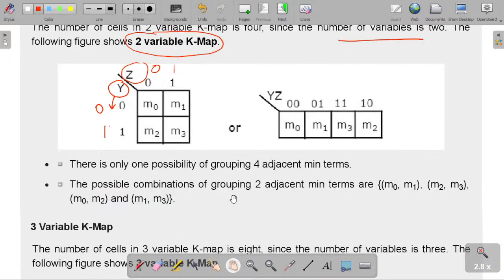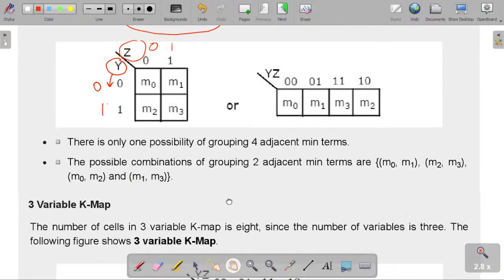The possible combinations of grouping 2 adjacent minterms are, for example here, minterm m0 is adjacent to m1, and m2 is adjacent to m3. And m0 is adjacent to m2, and m1 is adjacent to m3. So these are the possible combinations of two adjacent minterms.